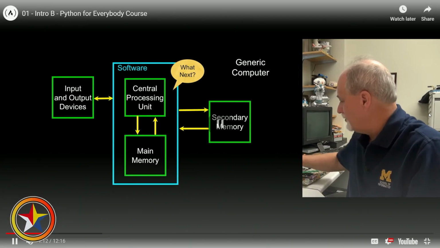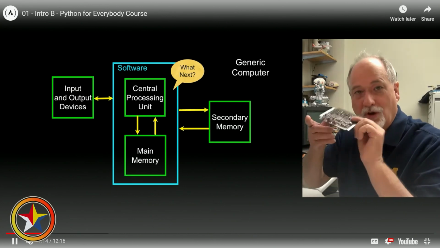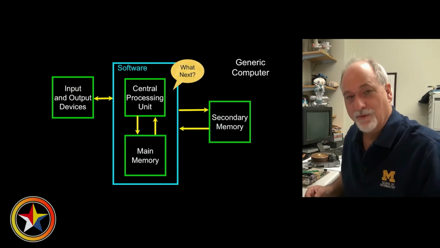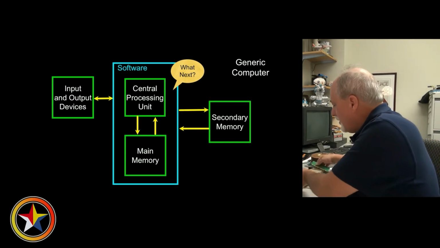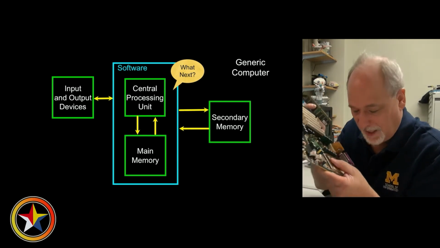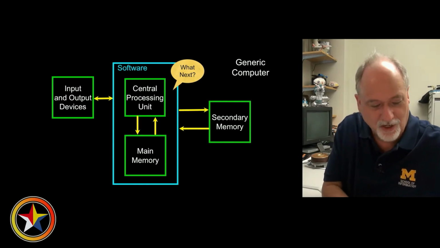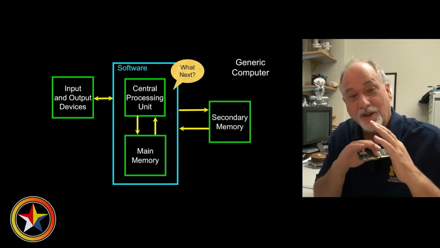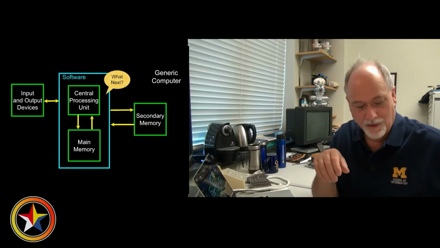Now I'm going to show you some really old hardware, some really new hardware, and then some hardware that is of medium age. And the medium age hardware is probably the easiest one to see. The architecture is the same, okay?